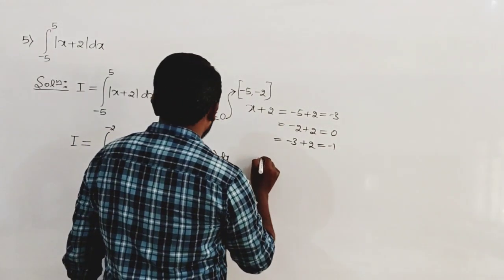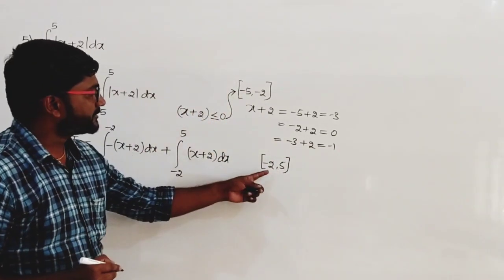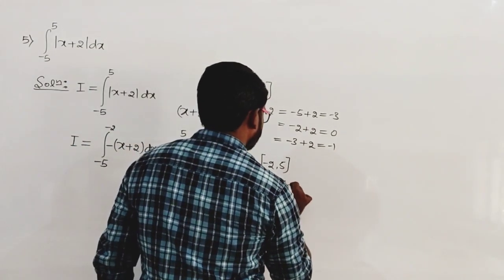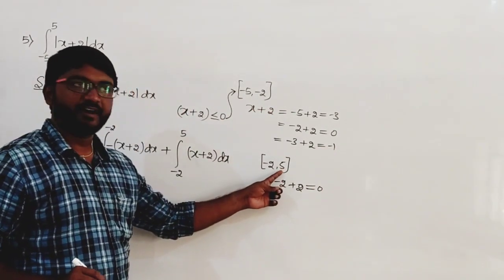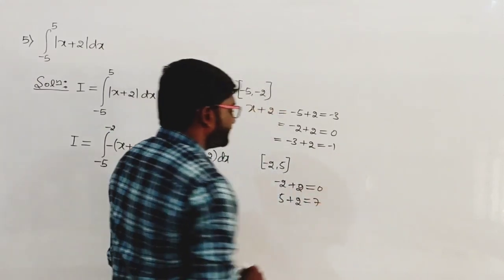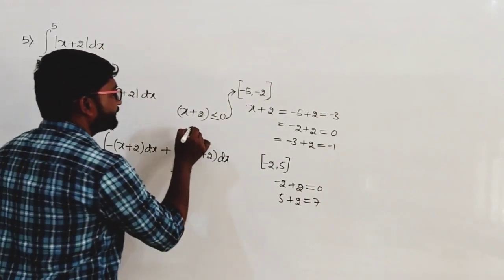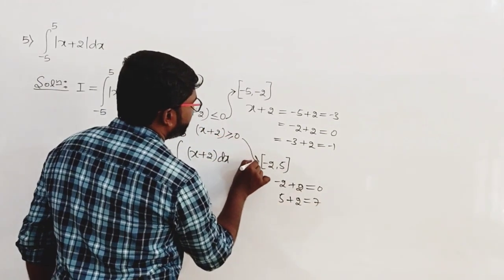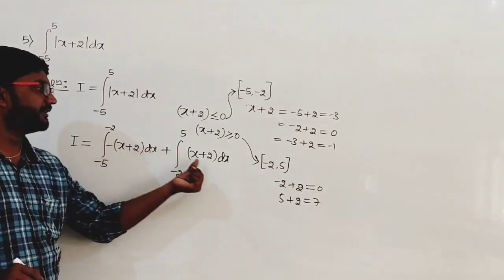Here the interval is the closed interval minus 2 to pi. Substitute minus 2 here. Minus 2 plus 2 will be 0. Then you take the other point, pi. Pi plus 2 is positive. So either we are getting 0 or greater than 0. That means x plus 2 is greater than or equal to 0 on this particular interval. That is why I am writing plus here. So here we have taken minus and here we have taken plus.